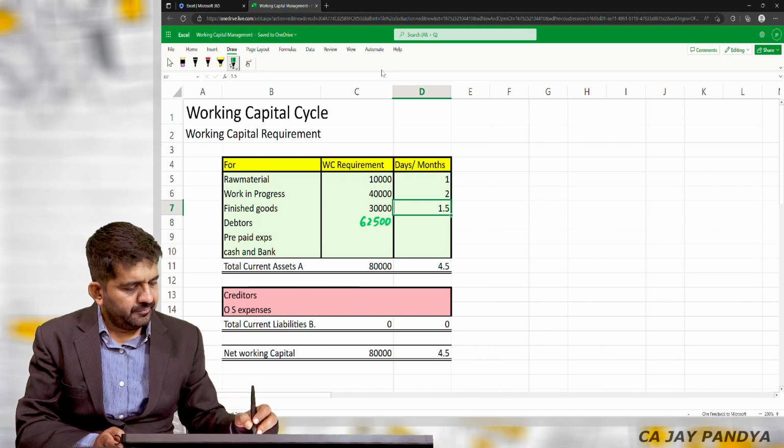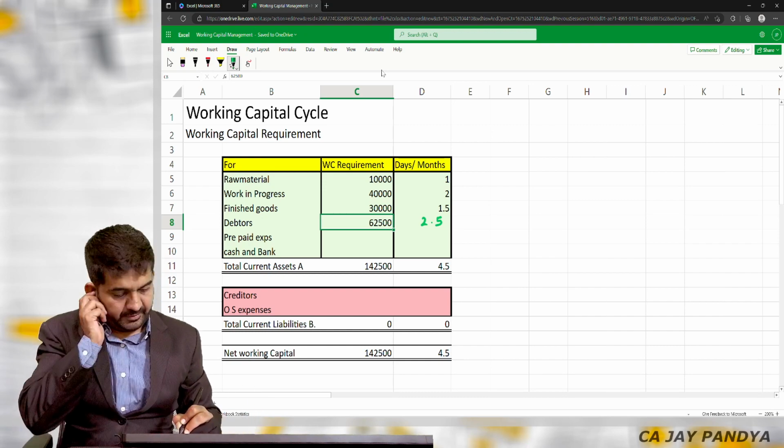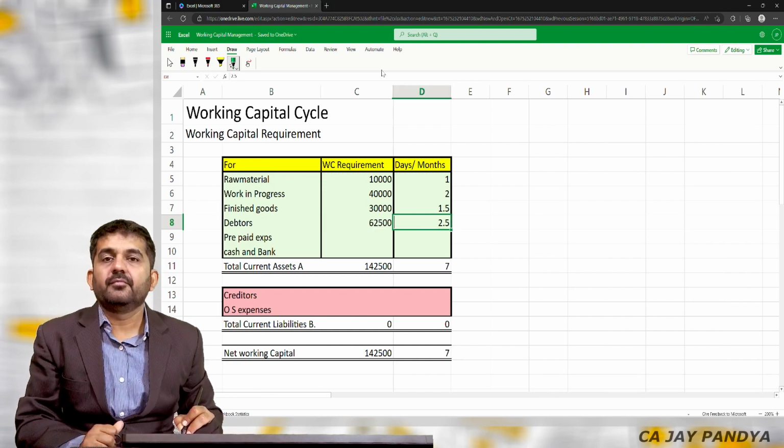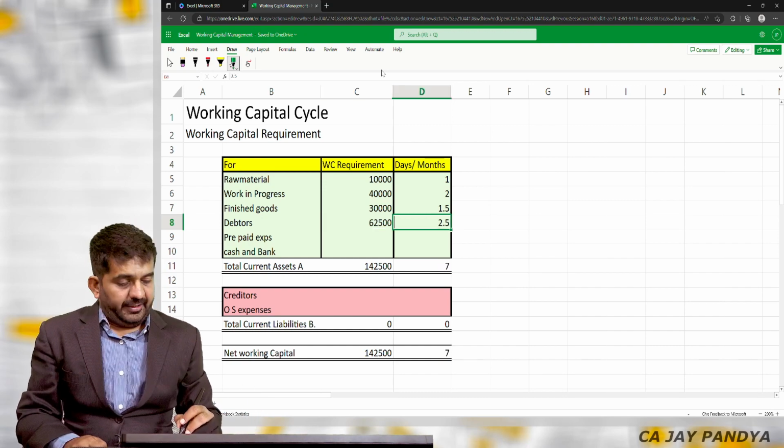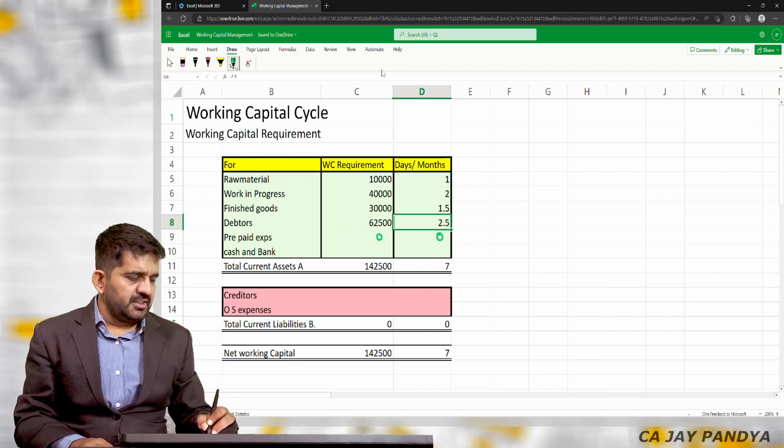$62,500, which is for 2.5 months. Alright, prepaid expenses, I am taking it as 0. In both the cases, I am taking it as 0.